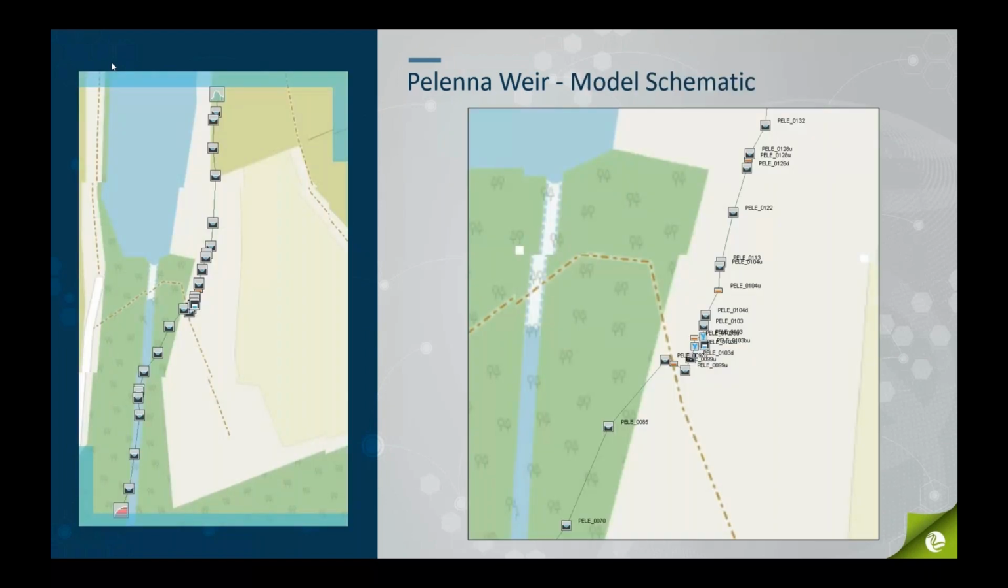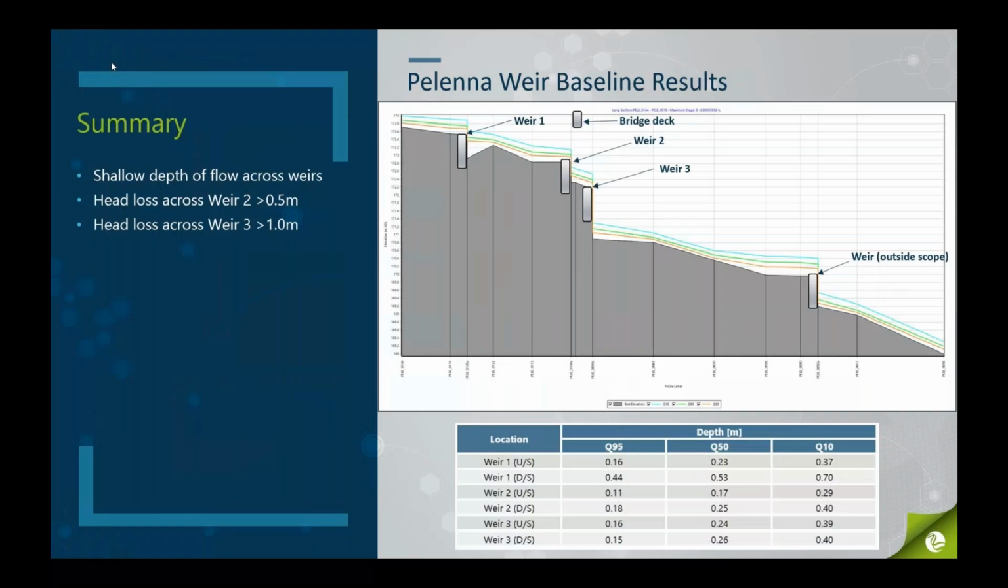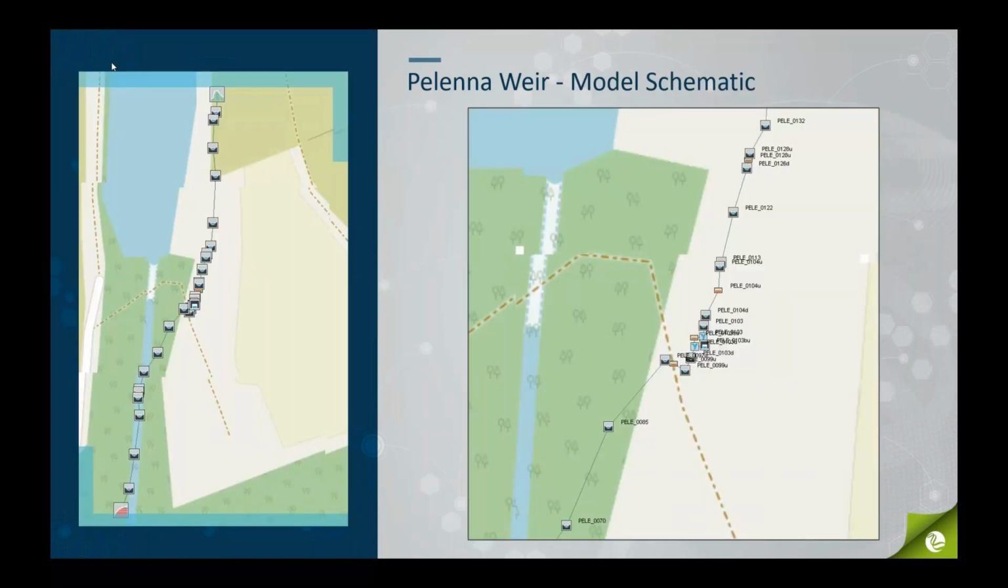This is again a schematic, not all that interesting. Again, those weirs have been represented as spill units with the coefficient of discharge slightly reduced, and we've included the bridge unit with a spill unit in parallel to represent any overtopping or bypassing when we look at the flood risk aspect of it.